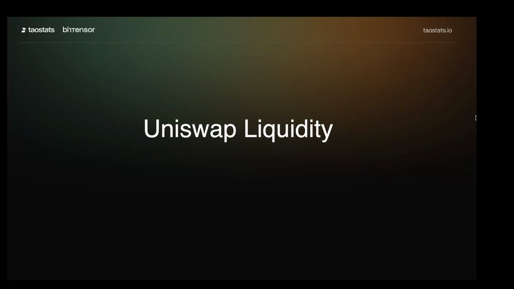In mid-July 2025, the Bittensor network launched Uniswap Liquidity. In this video, we're going to walk through what Uniswap V3 liquidity is, how it works, and how you can invest your Tau and Alpha in a Uniswap V3 liquidity pool.